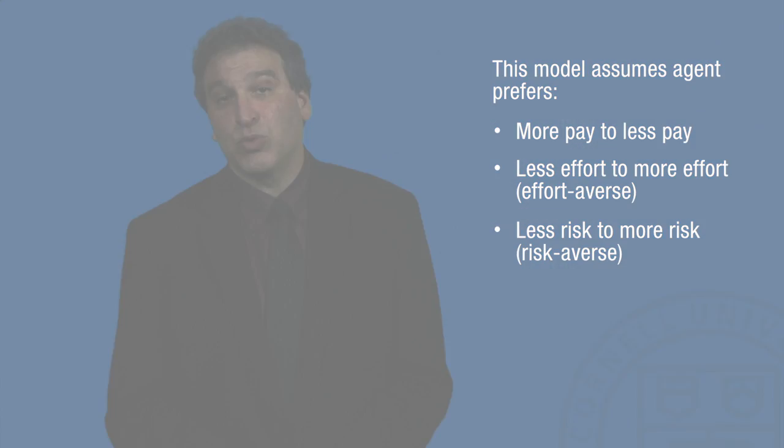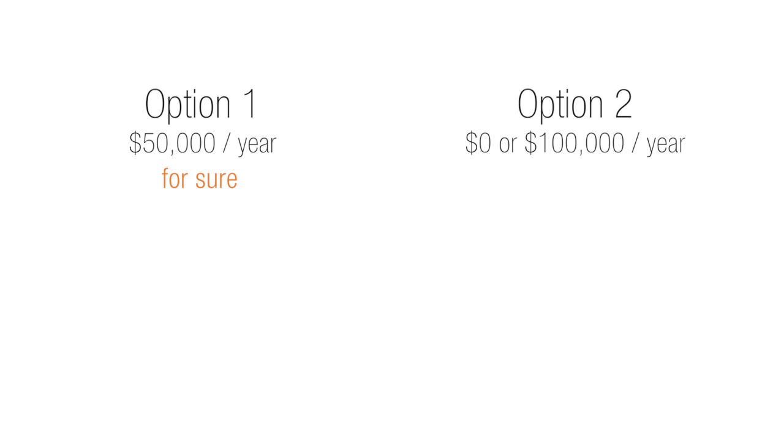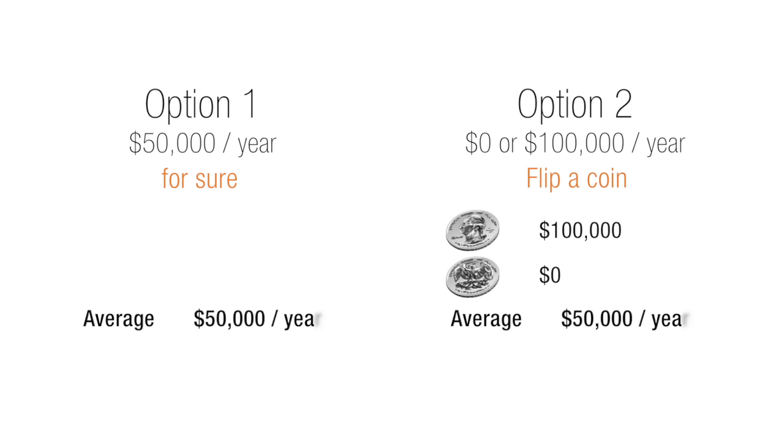So think about it this way. What would you rather have? A job that pays you $50,000 a year for sure, or a job that pays you $100,000 a year if a coin I flip comes up heads, but if it comes up tails, you don't earn anything at all? Well, on average, you would get $50,000 a year either way, but in the first case, it's certain. In the second case, it's 0 or 100,000, depending on a coin flip.